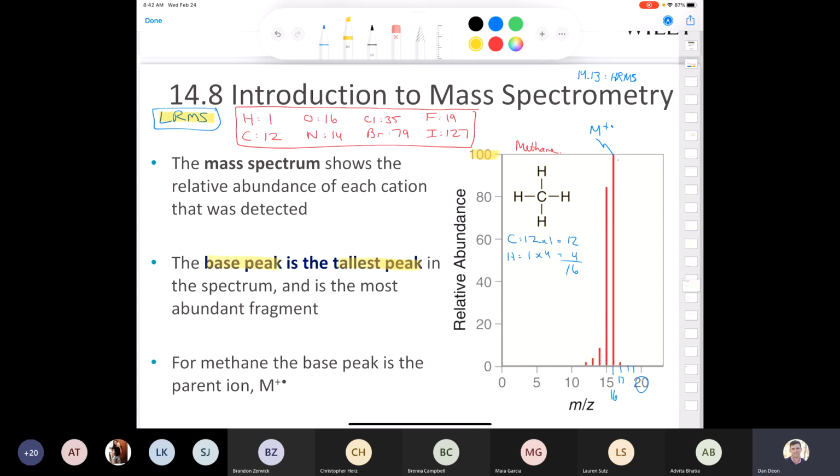So if you look at this line right here, the mass over charge is equal to 15. Well, that's one less than our molecular ion, and that is a little more than 80% abundant. So that's what's going on there.